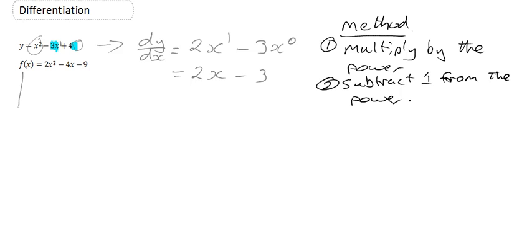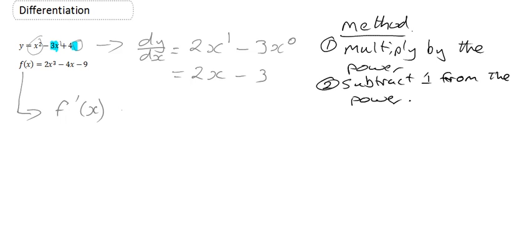Now let's look at a different one. I've got f of x, so it's just a different way of saying I've got y equals. I've got a function of x, so let's use a different notation. So let's say f dash of x. The dash means I've differentiated. Now sometimes, really annoyingly, they'll suddenly put y dash in there. Don't worry about it. It's just the same thing.